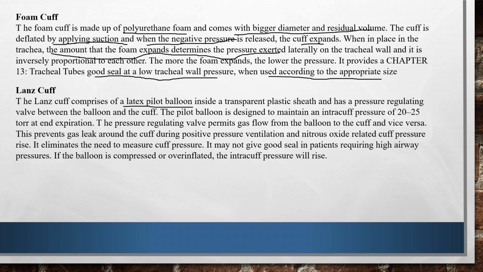This prevents gas leak around the cuff during positive pressure ventilation and the nitrous oxide related cuff pressure rise, and it also eliminates the need to measure cuff pressure by using a manometer. But it can't provide a good seal in patients requiring high airway pressures. And if the balloon is compressed in these lens cuffs or overinflated, the intracuff pressure will rise.